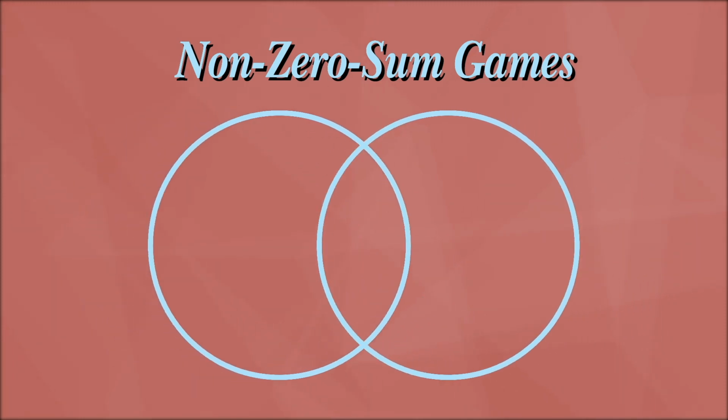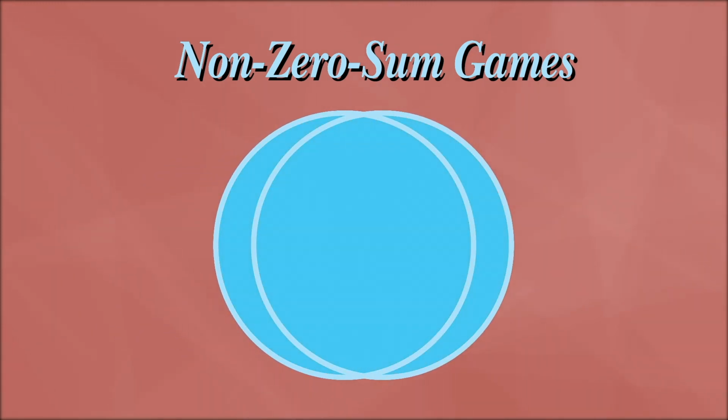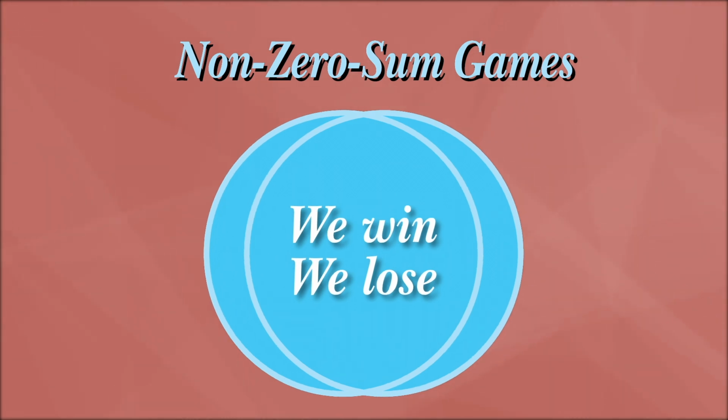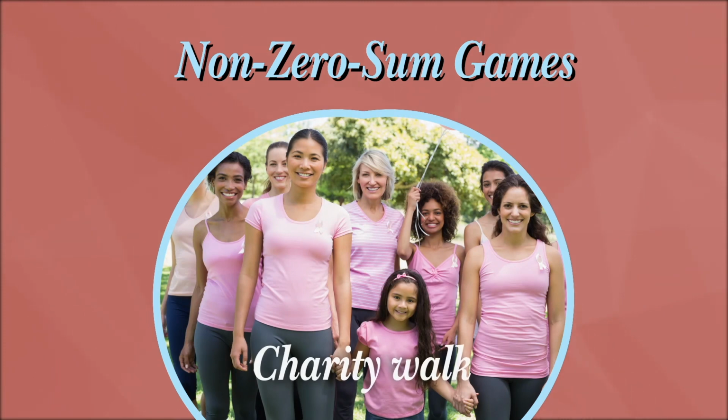Now, in a non-zero-sum game, we're framed as partners, not opponents. We win together and we lose together. In this type of game, players cooperate to create greater abundance for everyone involved. Think about a charity walk. Everyone involved works together toward a shared outcome or goal, something they couldn't accomplish on their own. And the more people that participate, the greater the win for everyone. That's a great example of the structure of a non-zero-sum game.